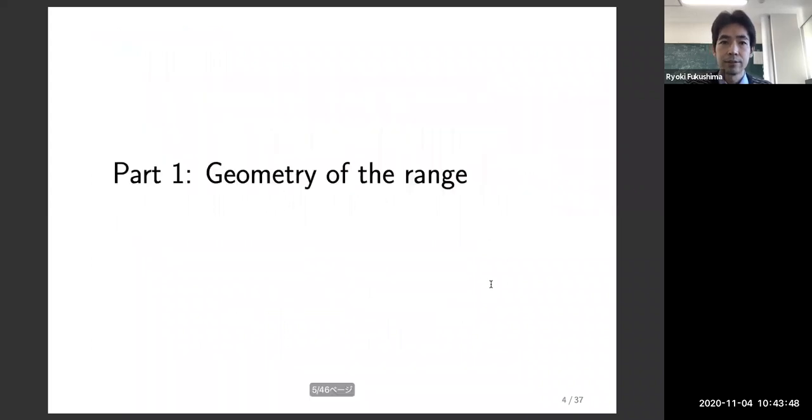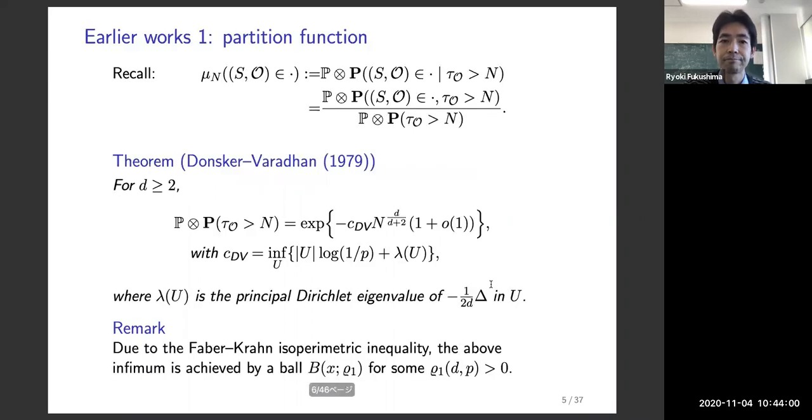So this is the background. And then I start describing our result. So the first result is about the geometry of the range of the random walk under this measure mu. So let me start by reviewing earlier results. Let me recall this mu n is defined as a conditional measure here. And of course, by definition, you can write it as this fraction.